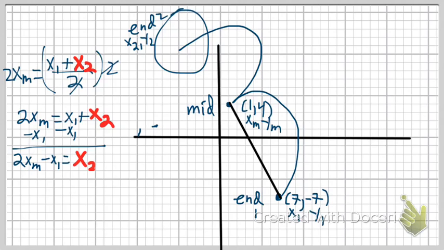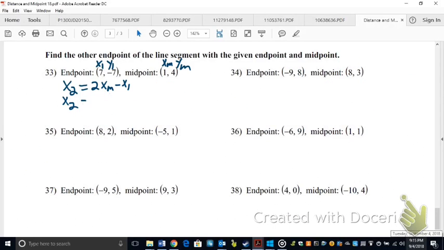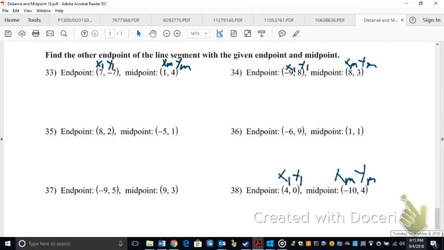Back up a little bit, sorry about this. When we're looking here, instead of labeling them x1, y1 and x2, y2, you want to label them as x1, y1, that's your endpoint, and then the midpoint is going to be xm, ym. So again, you'd want to go through x1, y1, xm, ym, all the way through. Now all you have to do is run these calculations a couple of times, and you should be good to go.